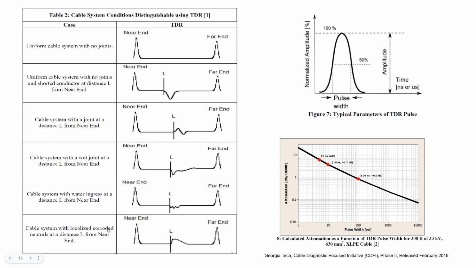Then cable system with localized corroded neutrals at distance L from the near end. You will get a signal like this. Now here on the right hand side, typical parameters of the TDR pulse are given. So this is a TDR pulse.